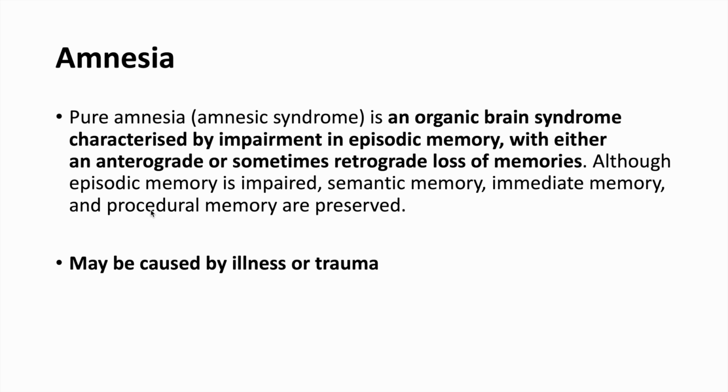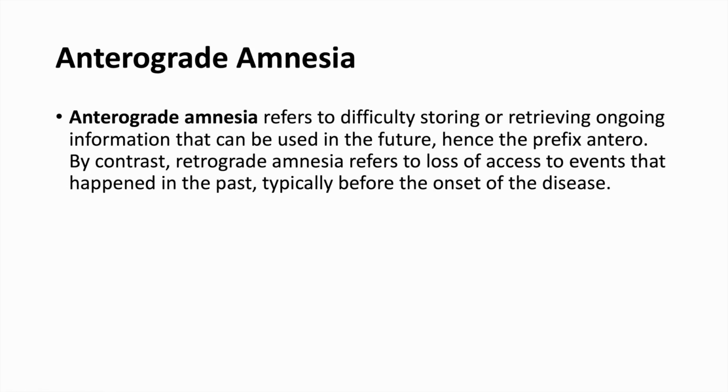Episodic memory, the ability to recognize and remember episodes from your life, is most often impaired, but semantic memory, immediate memory, and procedural memory are preserved. So you can still remember facts, you can still remember things that have immediately happened, and you can still remember how to do things in most cases, though that is not necessarily the case in all situations.